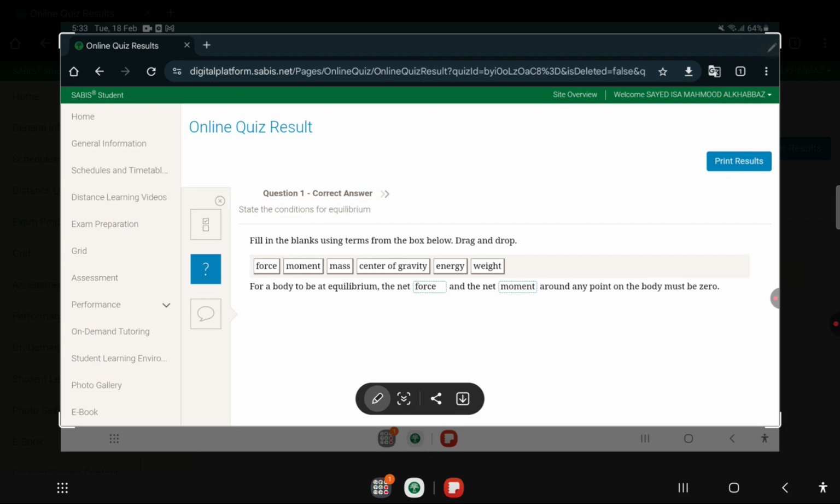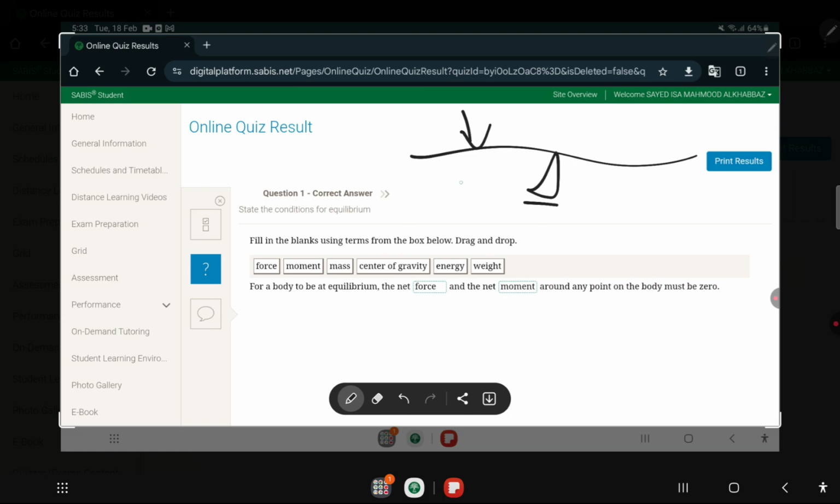Okay, let's start. For a body to be at equilibrium, the net force and the net moment around any point on the body must be zero. Which means, for example, let's say this is a seesaw. This is the axis or the fulcrum here. If there's 10 newtons going down here, there has to be 10 newtons going down here as well. That's the net moment or net force.